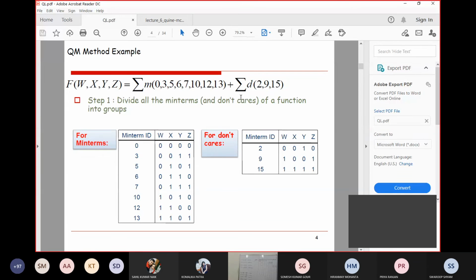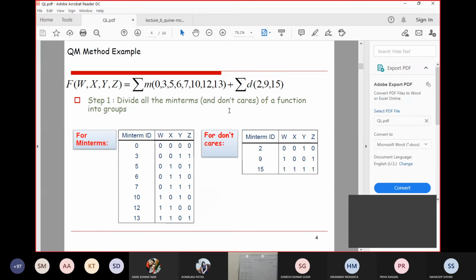Okay. It's given like this, a 4 variable map. They have told you that you can use a K-map, but specifically they told us to use the QM method, that means the tabulation method. So the first step: divide all the minterms and don't cares of the function into groups.